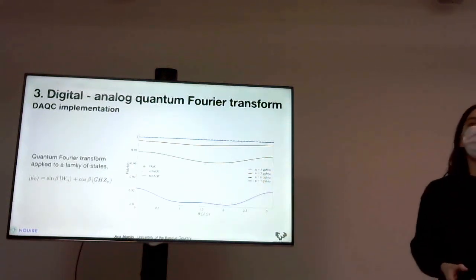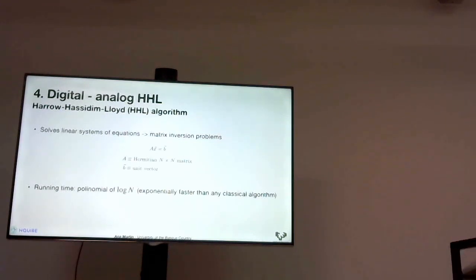But before I do that, I will tell you about the other algorithm that I promised I would tell you about, which is the Harrow-Hassidim-Lloyd algorithm. What this algorithm does is solve linear systems of equations, and in essence, solve any kind of matrix inversion problem. The runtime of this algorithm is polynomial in log n, where n is the dimension of the problem matrix A, and this is exponentially faster than any other classical algorithm.